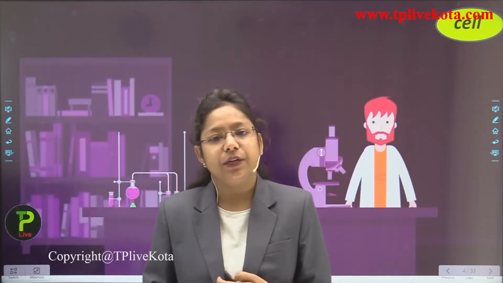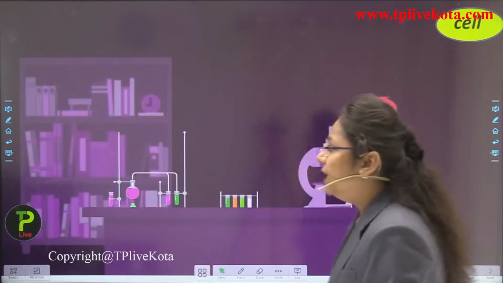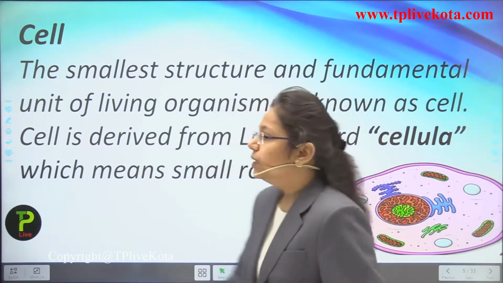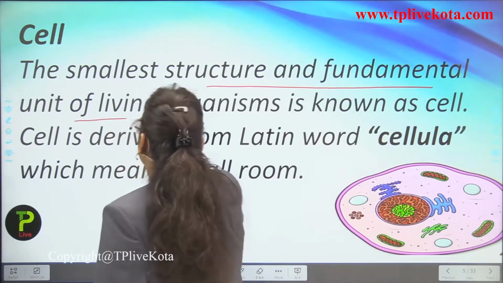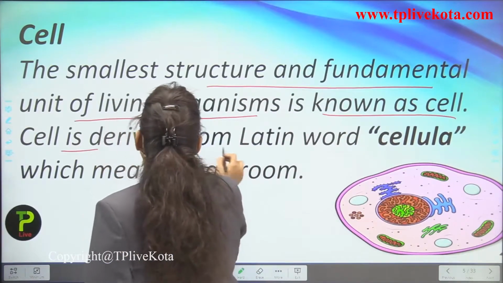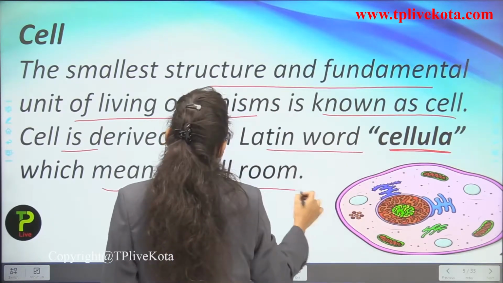We are going to understand each and everything in this lecture. So let's start with the first part, that is about the cell. The cell is the smallest structure and fundamental unit of living organisms. The word cell is derived from the Latin word cellula, which means small room.